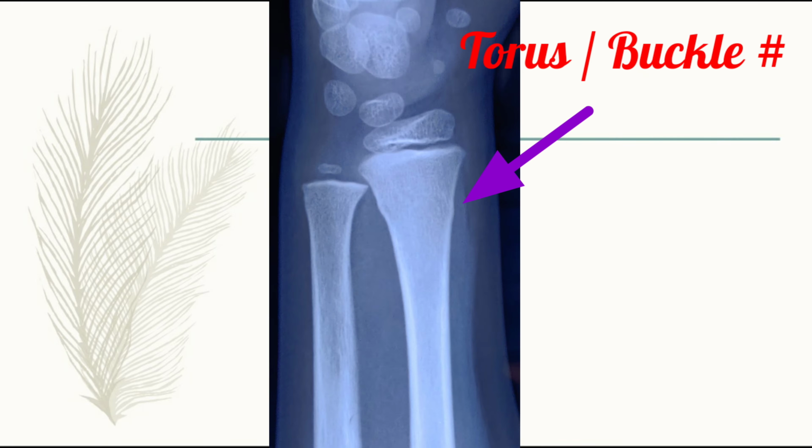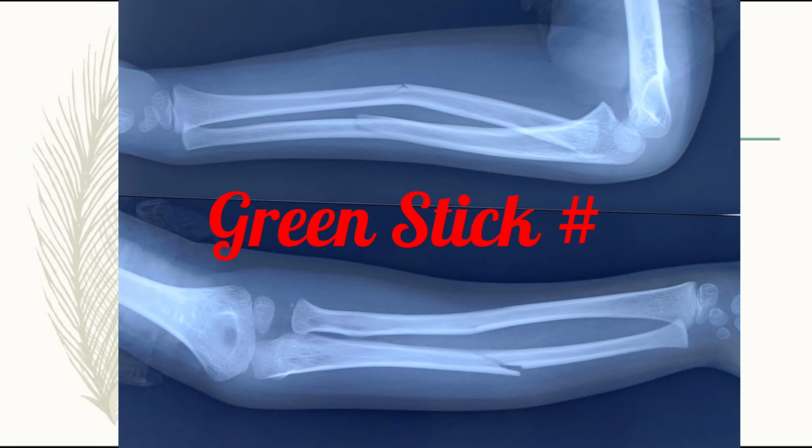The commonly seen fractures in the pediatric forearm are the torus or the buckle fracture, which is an incomplete fracture seen in the age group of 5 to 10 years, characterized by bulging of the cortex, which is most commonly seen in the distal radial metaphysis. Then we have the greenstick fractures. The greenstick fractures are characterized by a unicortical fracture with bending. As we can see in the X-ray, the opposite cortex remains intact.